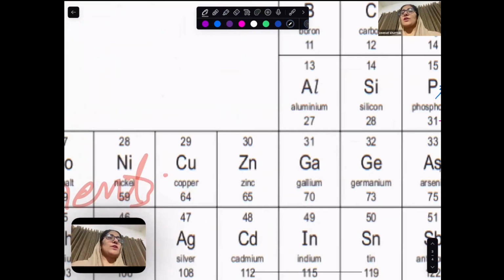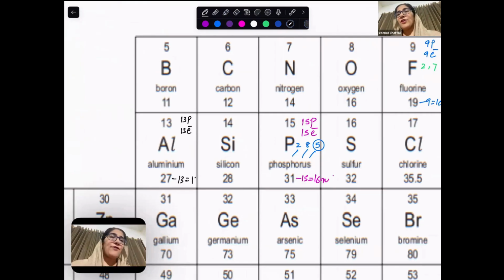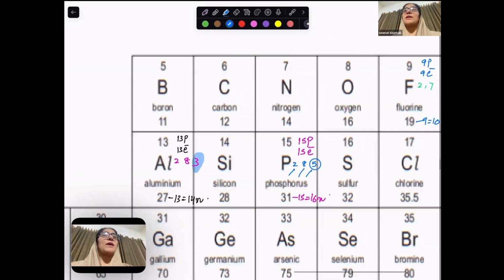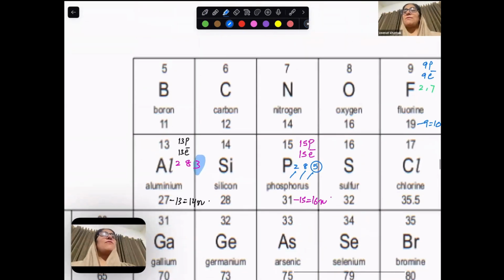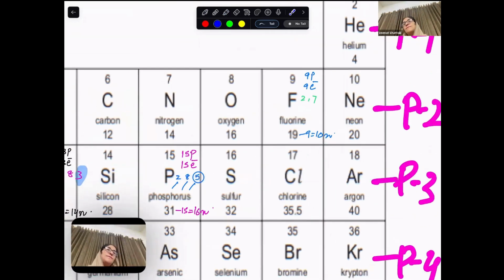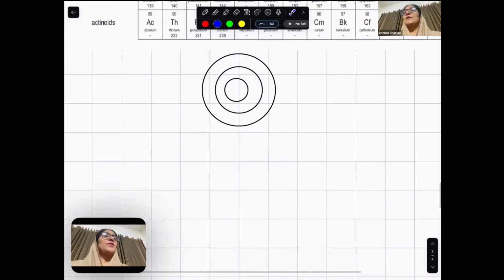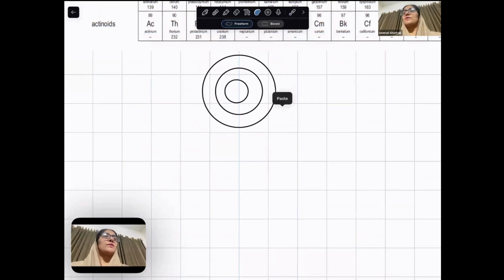How will you do it for aluminum? 13 protons, 13 electrons, 27 minus 13, 14 neutrons. Now, 2, 8, 3, which is 13. So how many electrons in the last shell? 3. Group number is 3. How many shells? 3 shells. Period number is 3. I hope you understand.